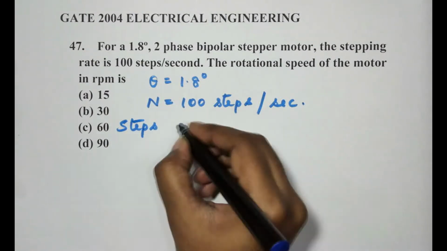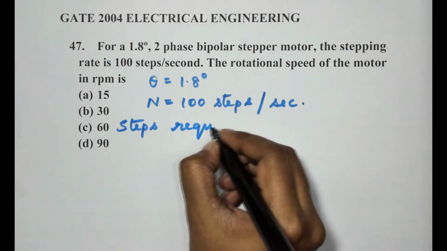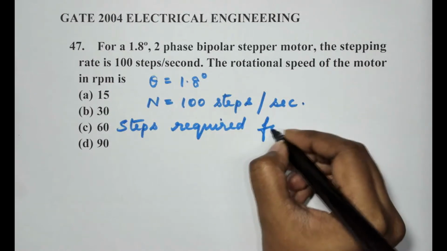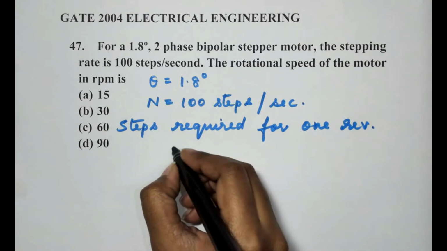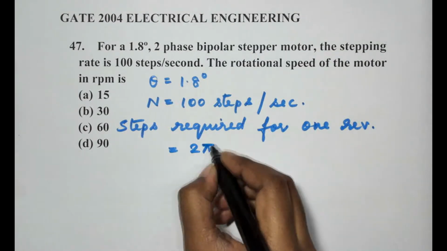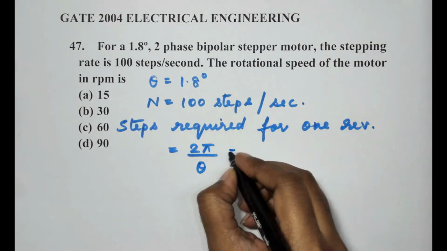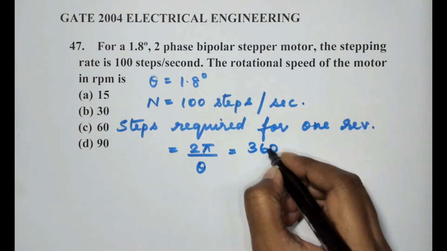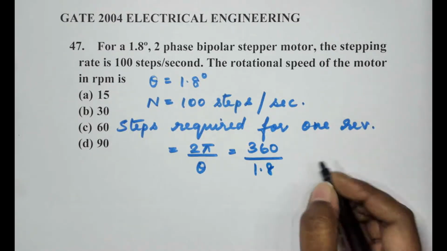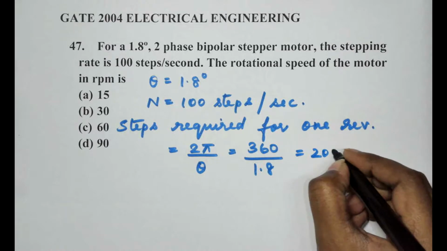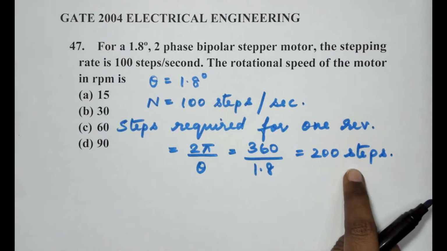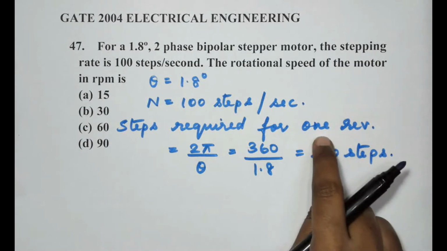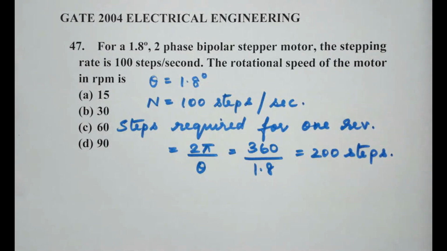So steps required for one revolution. That will be 2 pi by theta angle, which is 360 divided by 1.8, and that gives us 200 steps. So here it is 200 steps required for one total revolution.